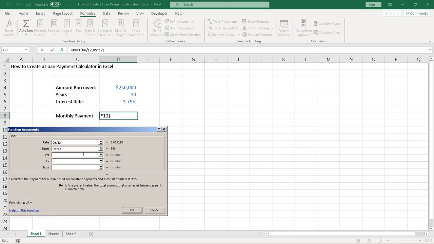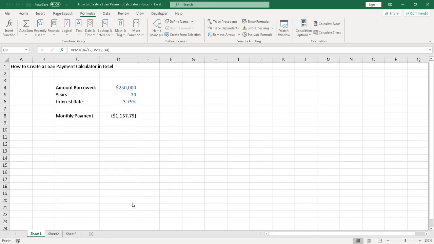The third required argument is PV. PV is the present value, the total amount that a series of future payments is worth now. This is simply the amount that will be borrowed. Select amount borrowed in D4. FV and type are optional arguments, so we will leave them blank. Now that the required arguments have been specified, click OK.